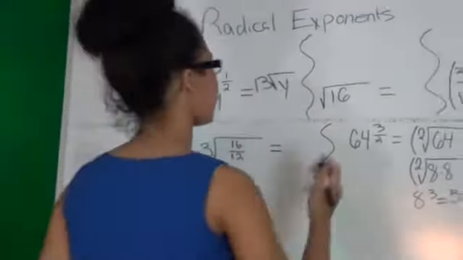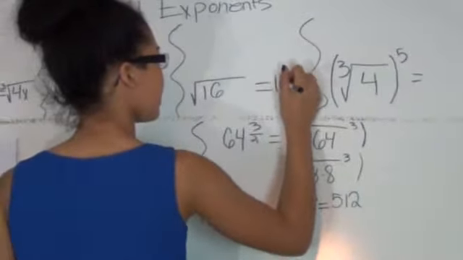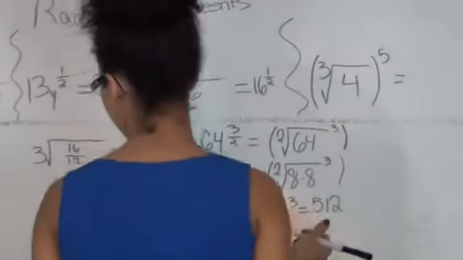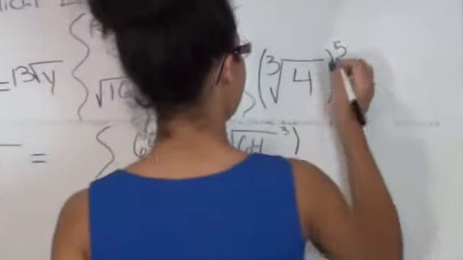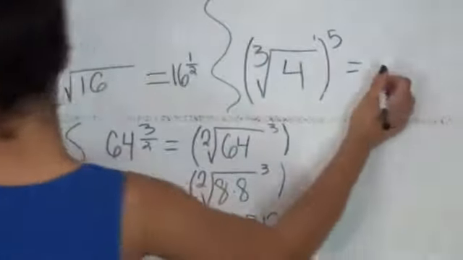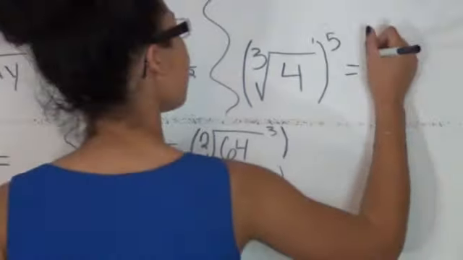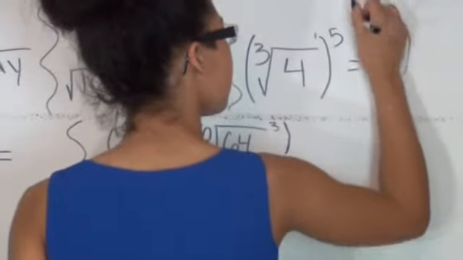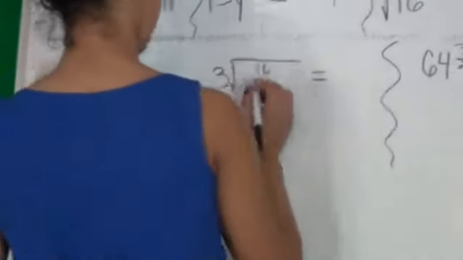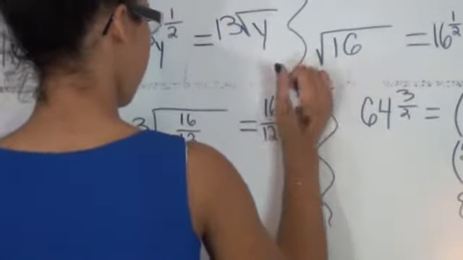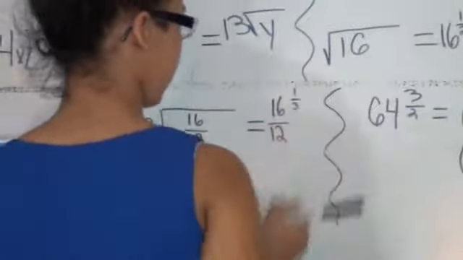Okay. Right. This one is going to be 16 and 1 half. And this one is going to be 4 1/3 to the 5th. Okay. This one is going to be 16 over 12 to the 1/3.